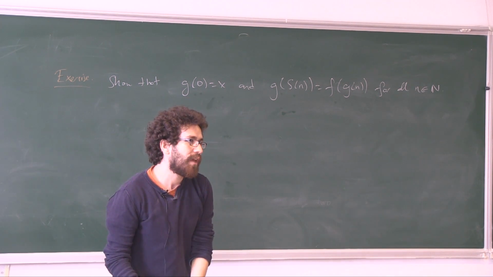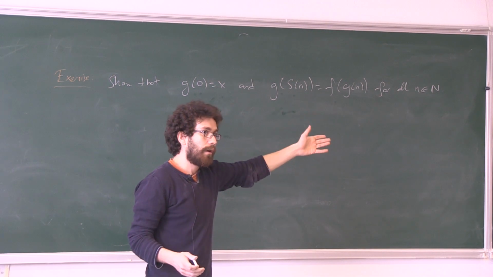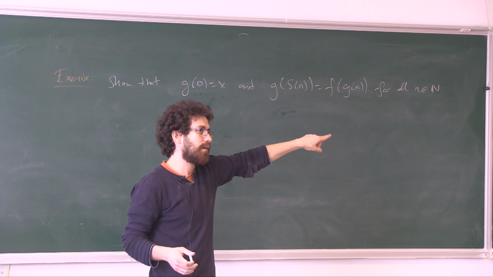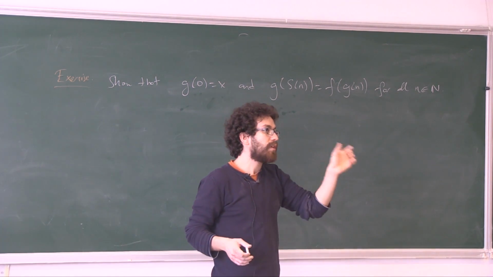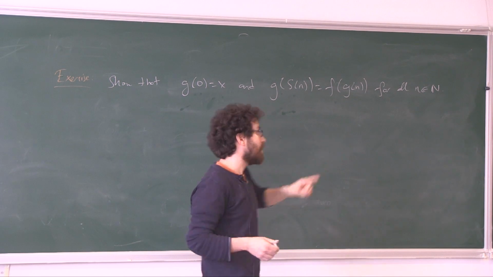So this takes care of the existence of a function which is mentioned in the theorem. But there was a little word in the statement, the word unique. We want to prove that such a function g is unique.